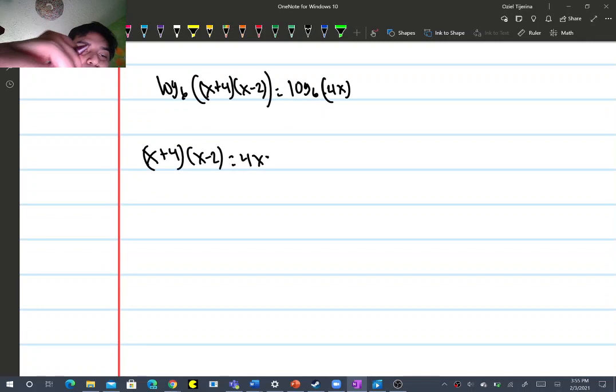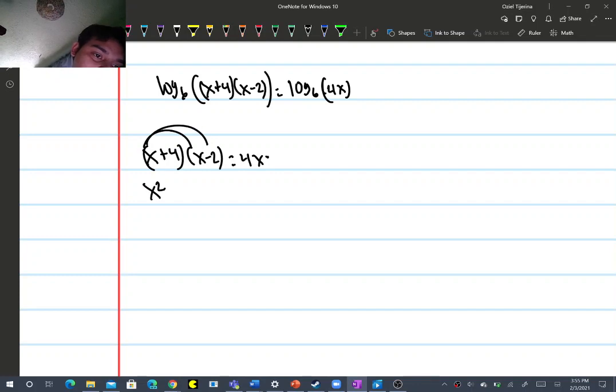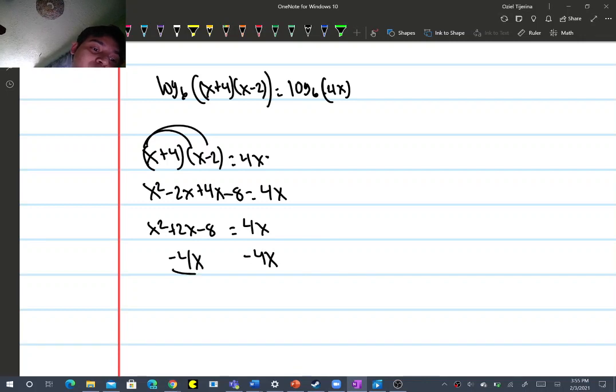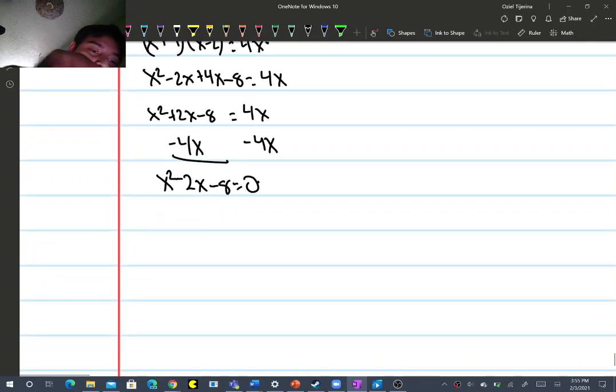Now, to solve this for x, we're going to do the FOIL method. So we have x squared minus 2x plus 4x minus 8 equals 4x, and we have x squared plus 2x minus 8 equals 4x. If we go ahead and subtract 4x on both sides, we will get that x squared minus 2x minus 8 equals 0.